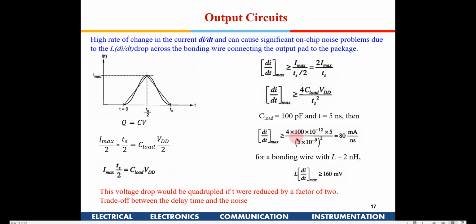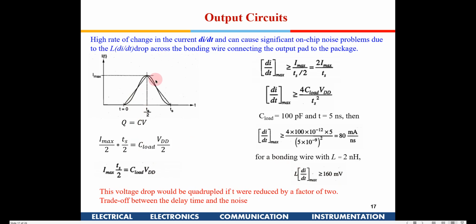Now if you see in this particular equation, TS square is there. If I want faster switching, TS needs to be reduced. So if I reduce the switching time by half, since it is in the denominator and a square, this goes up by 4 times. So you see there is a trade-off between how fast you require the switching and how much voltage gets dropped across the bonding wires, thereby reducing the noise margin. Is this trade-off aspect clear?